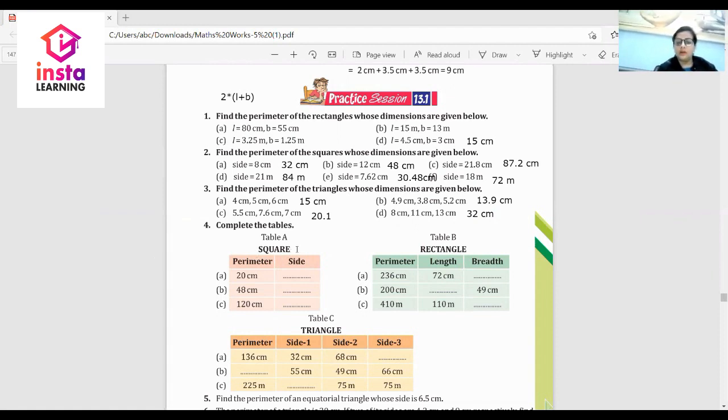Now, complete the following. Complete the table of square. Perimeter is given and side we have to take out. So, what we have to do is, we have to divide. We have to just make it opposite. So, 4, 5s are 20. So, the answer will come here 5 centimeter. Okay, when you divide it, you will get 5. 48 divided by 4 is 12 centimeter. Then 4, 3s are 12 and 0. So, it is 30 centimeter.